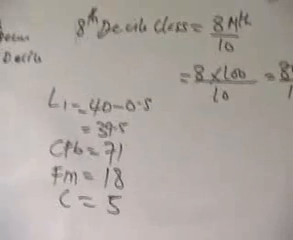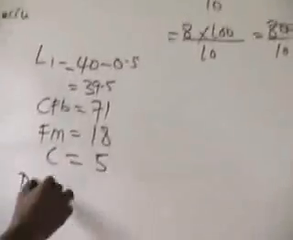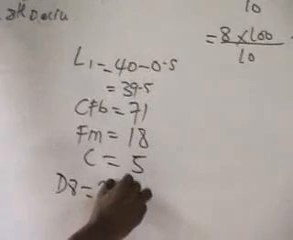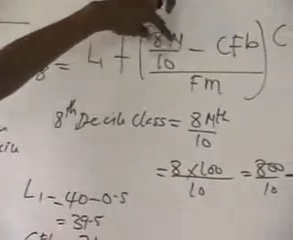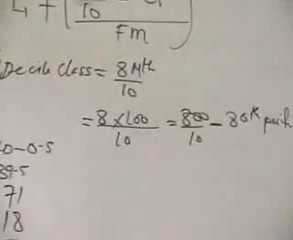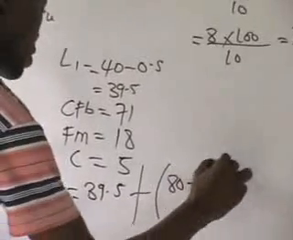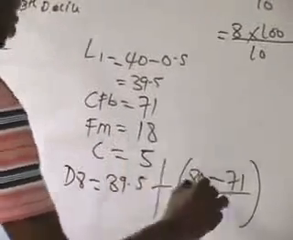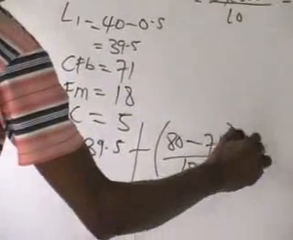So the next thing now is that let us go to the formula and substitute. So our 8th decile equals L1. What is my L1? 39.5. Then plus 8n over 10, everything is 80. Then minus CFB. What is my CFB? 71. Then all over FM, which is 18. Then bracket C. My C is 5.